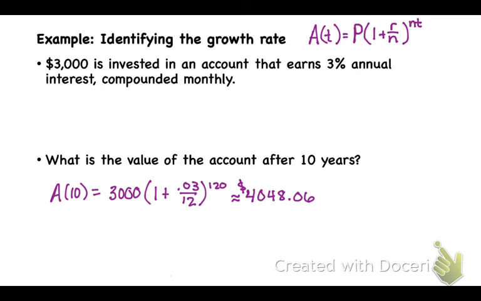Okay, so what formula do you need to remember? A of t is the amount after time. What's P? The initial amount, or the principal. What is R? Rate. What is N? The number of times it's compounding in a year. What's T? Time in years. Do you have to know this equation? Yes, very much so.